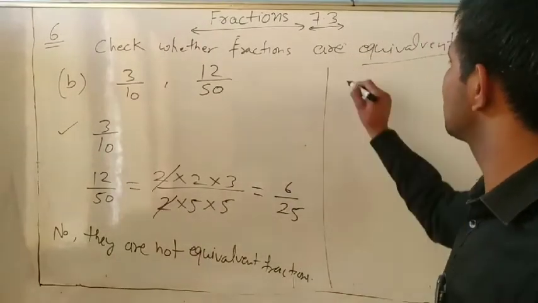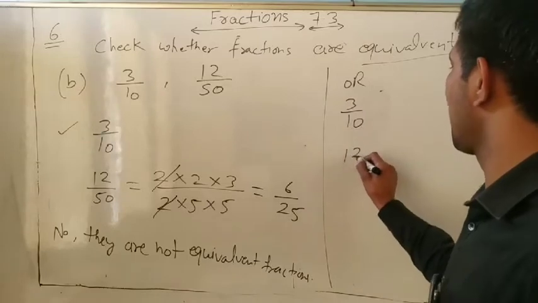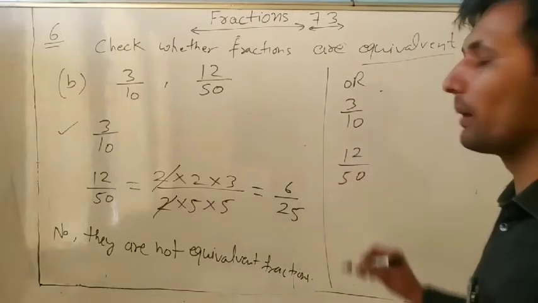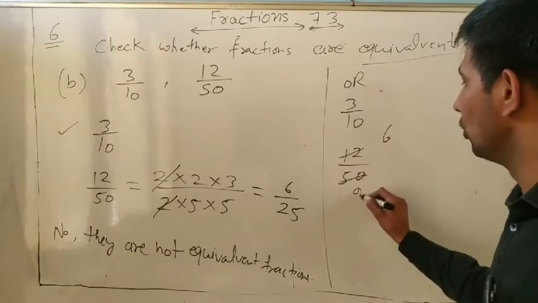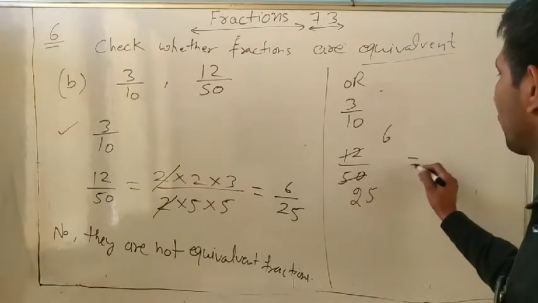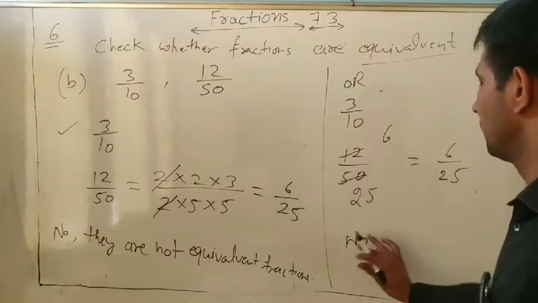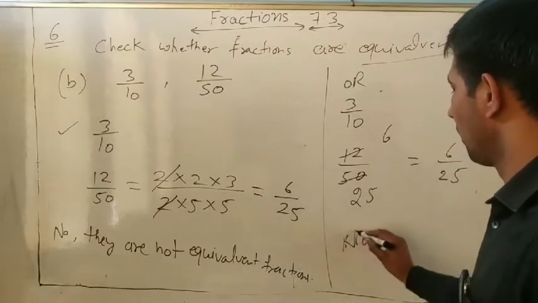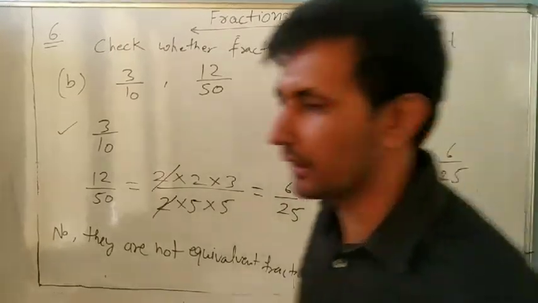You can find like this also. 3 by 10 as it is. Next is 12 by 50. Any common factor? Yes, it is divisible by 2: 6. Divided by 2, yes, 25. Any common factor? No. 6 by 25. And you can write no, they are not equivalent fractions. Any one you can use. Okay, both are right.